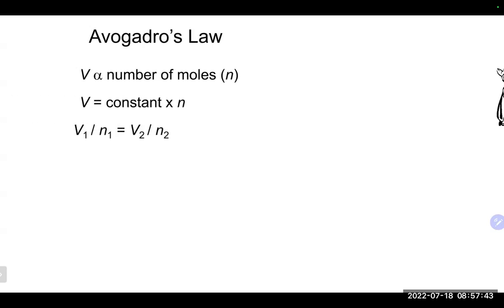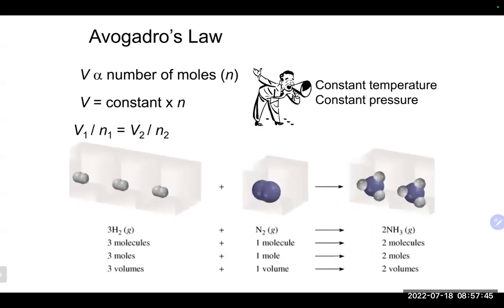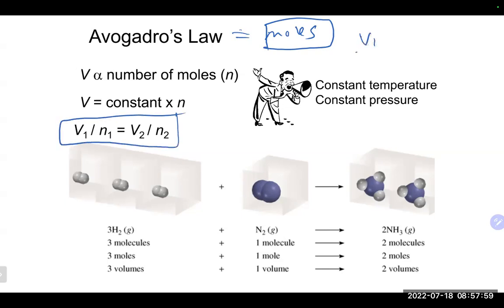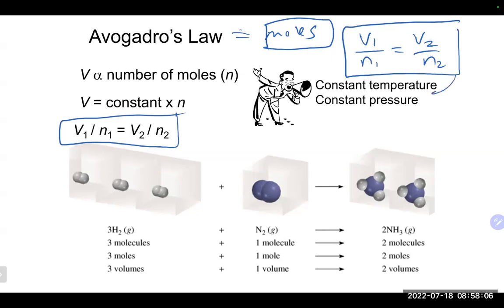All right, so the next law we're going to talk about is our good friend Avogadro. You know, he had a number, but he also won a gas law. When we think about Avogadro's number, we think about moles. So it is not surprising that Avogadro's law here involves moles, and it's right here. It is basically V1 over N1 is equal to V2 over N2. And this is that constant, as it says here, temperature and pressure. N is the moles, so N is the number of moles.